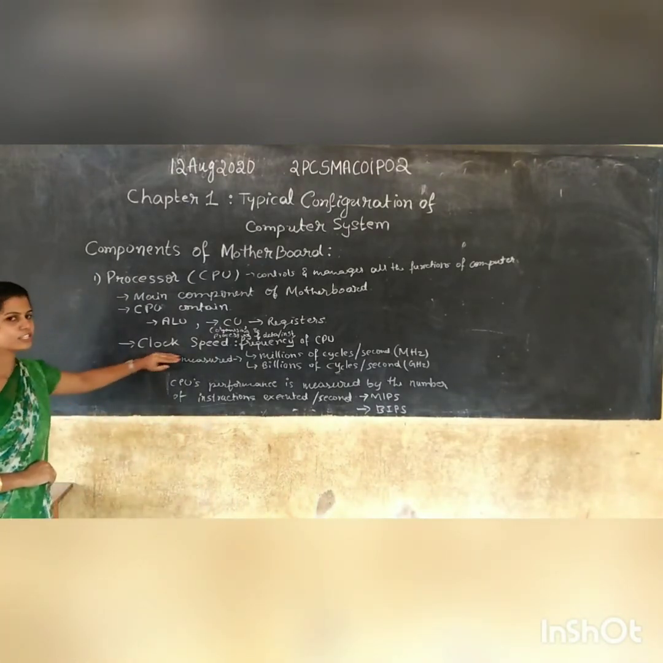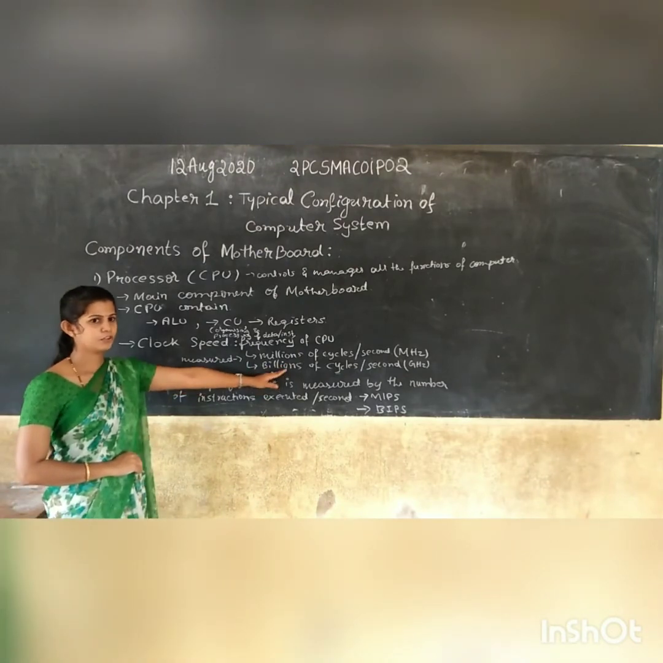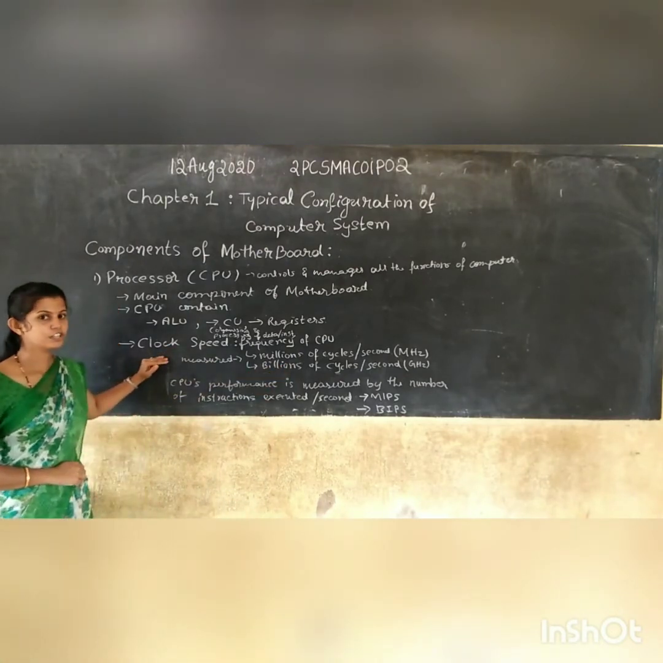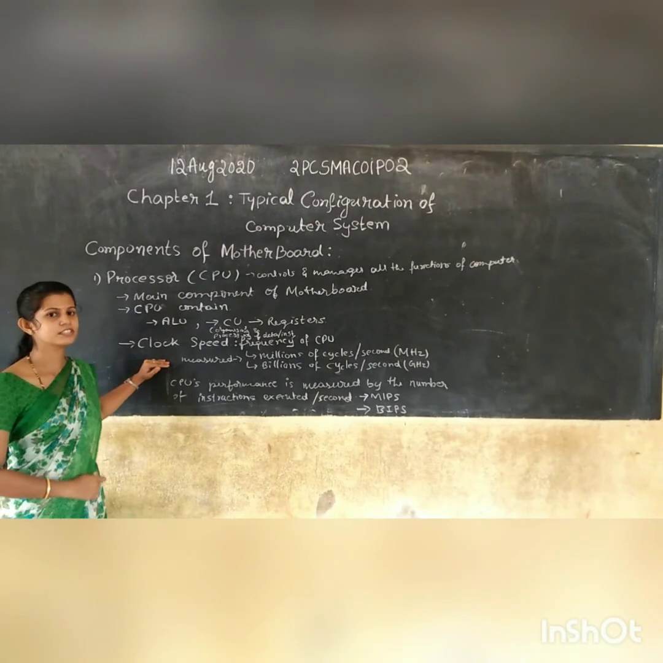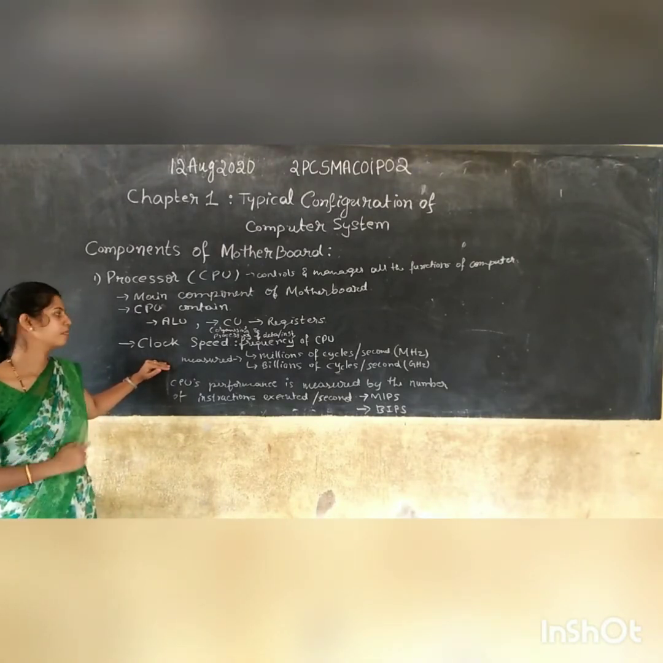Next is clock speed. Clock speed is nothing but the frequency of the CPU. The frequency with which the CPU executes the instructions in a given time.